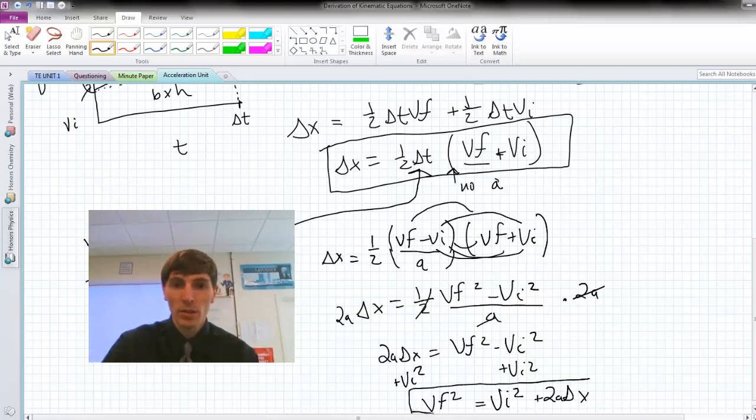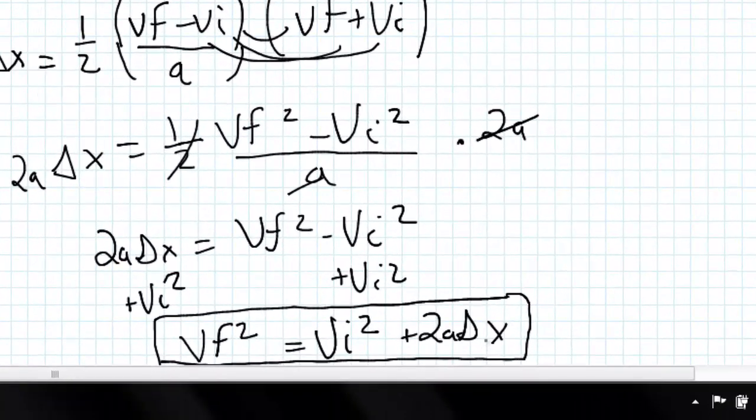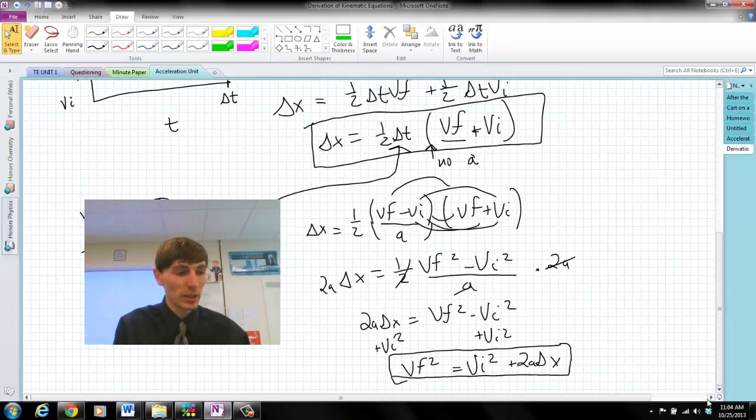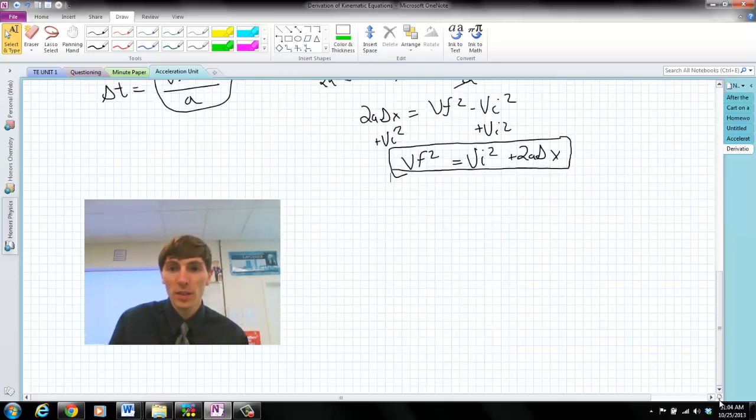This equation relates final velocity, initial velocity, acceleration, and position. It does not have time. So if I don't know time, but I know three of these four other things, I can use this equation in more circumstances than I can with just the other two alone. So now we have three equations of motion, and I'm going to relate all three of those, to wrap up and summarize the usefulness of these equations.